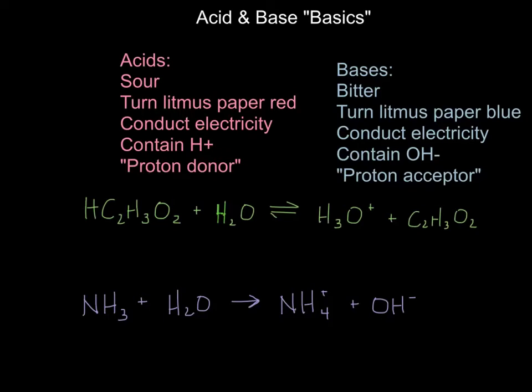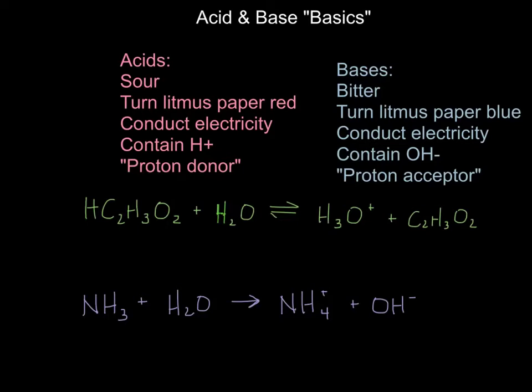Acids are going to be sour in taste, they're going to turn litmus paper red, and they're going to conduct electricity. They're also going to contain hydrogen ions, which, remember, a hydrogen ion is just a hydrogen atom that's given up an electron, so it's positively charged, and essentially all it is is a single proton. Which is also why they're called proton donors, because they're going to give up those hydrogen ions, which are protons.